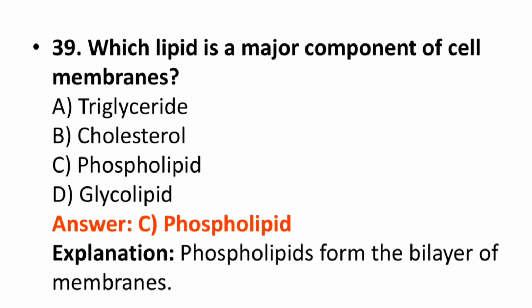Which lipid is a major component of cell membranes? Option A, triglyceride, option B, cholesterol, option C, phospholipid, option D, glycolipid. The correct answer is option C, phospholipid. Phospholipids form the bilayer of membranes.